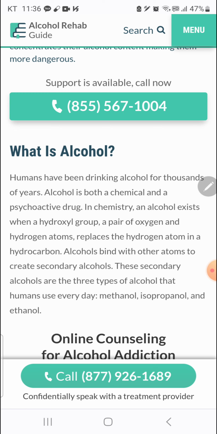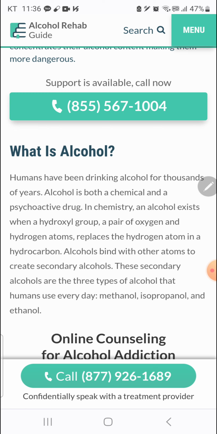What is alcohol? Humans have been drinking alcohol for thousands of years. Alcohol is both a chemical and a psychoactive drug. In chemistry, an alcohol exists when a hydroxyl group, a pair of oxygen and hydrogen atoms, replaces the hydrogen atom in the hydrocarbon. Alcohols bind with other atoms to create secondary alcohols.